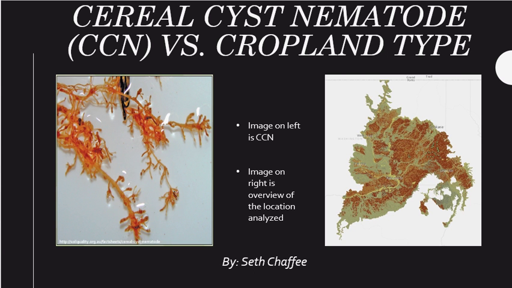The image on the left shows exactly what cereal cyst nematodes look like. They are small micro animals that affect the roots and the growth of plants. They plant their offspring and then they eat the plant's roots, sucking up all the nutrients and killing the plant.